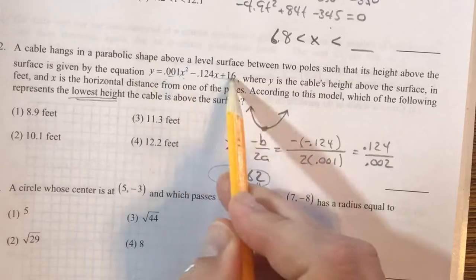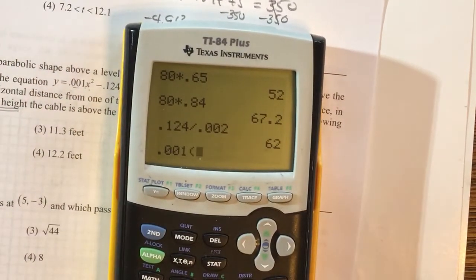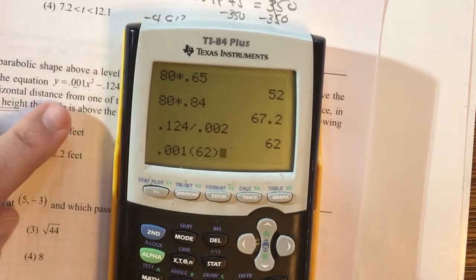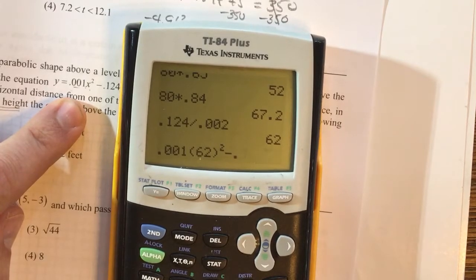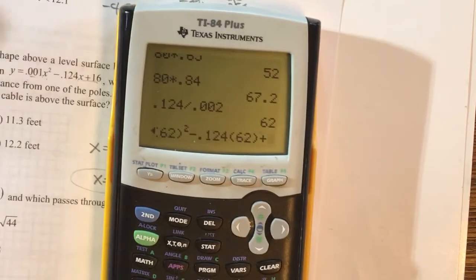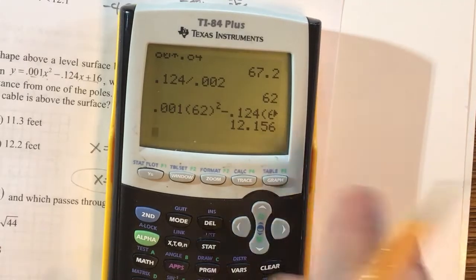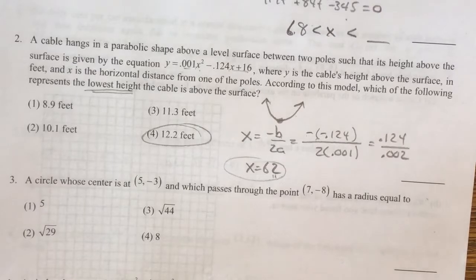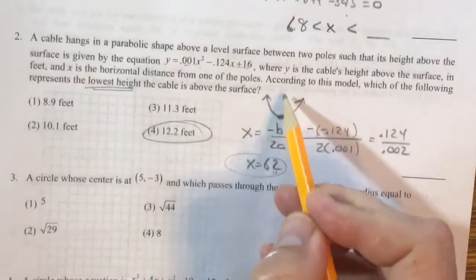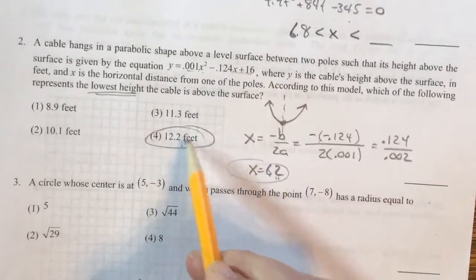So now I'm going to take 62 and plug it in to this equation. 0.001, 62, square it, minus 0.124, put my 62 in there, plus 16. So the output is 12.15, all right, a little bit bigger than 12. 12.2 would be the height of this cable. All right, so I found the center at 62, but to get the final answer, I had to plug that in to get the height, get the output.